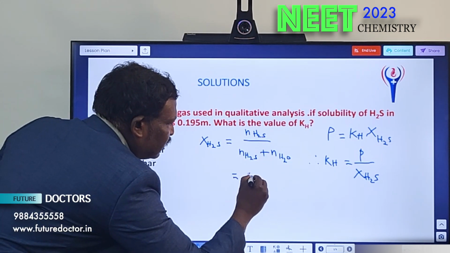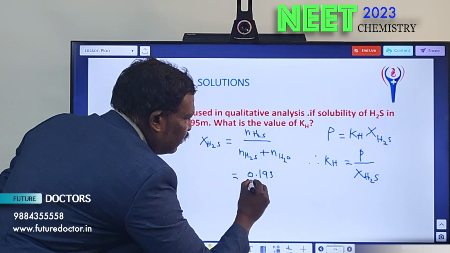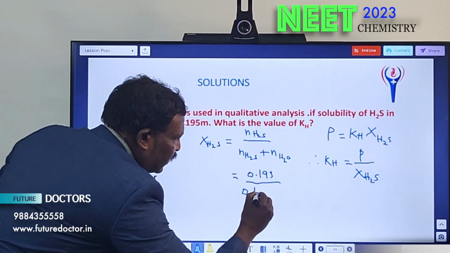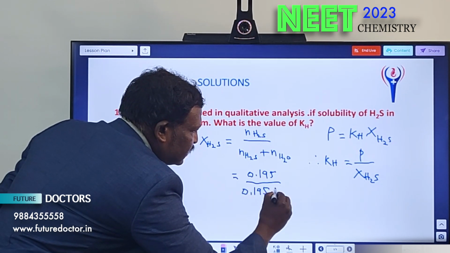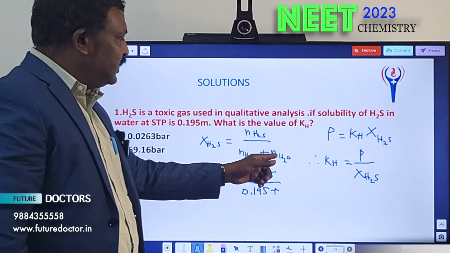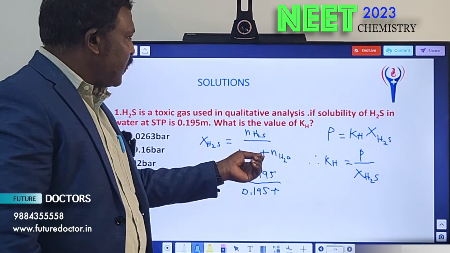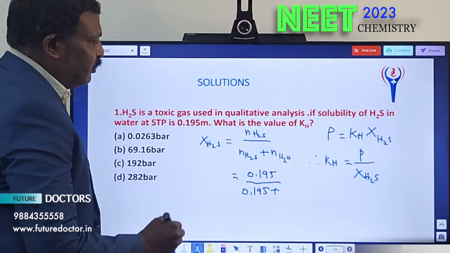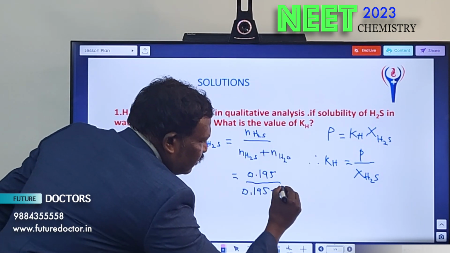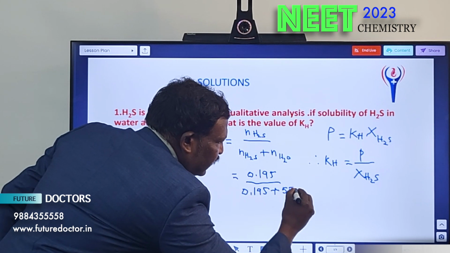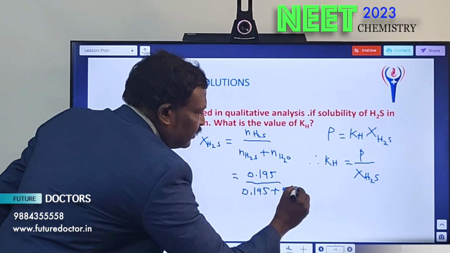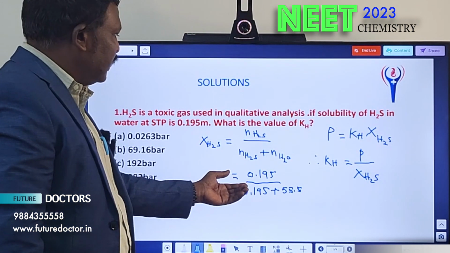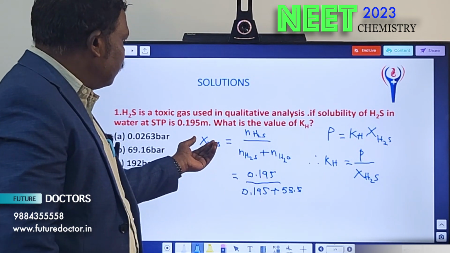You just substitute 0.195, plus the number of moles of water, which is a constant value. Just keep in mind that the number of moles of water is 55.55 moles. You have to memorize this. So if you simplify, this is the value of the mole fraction of hydrogen sulfide.